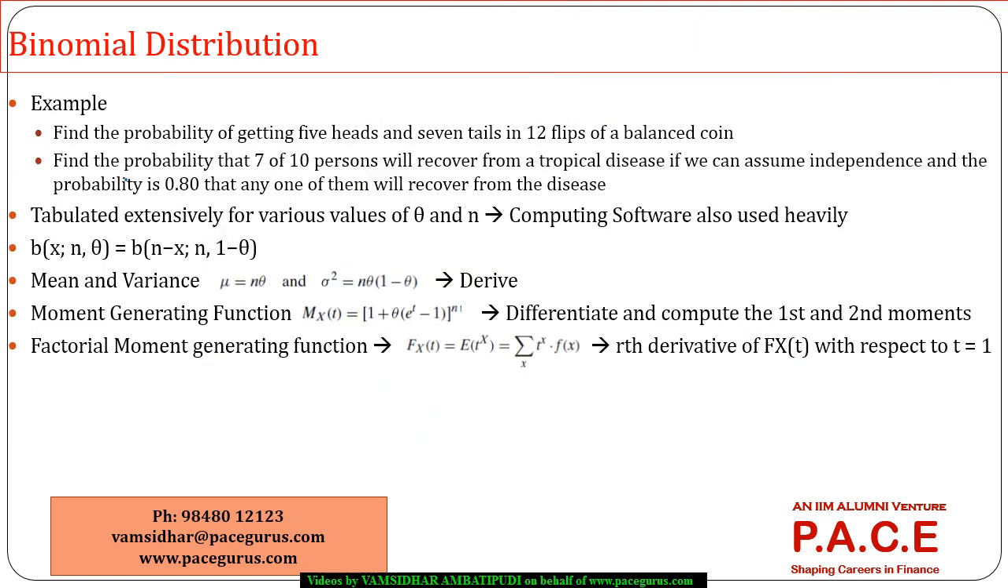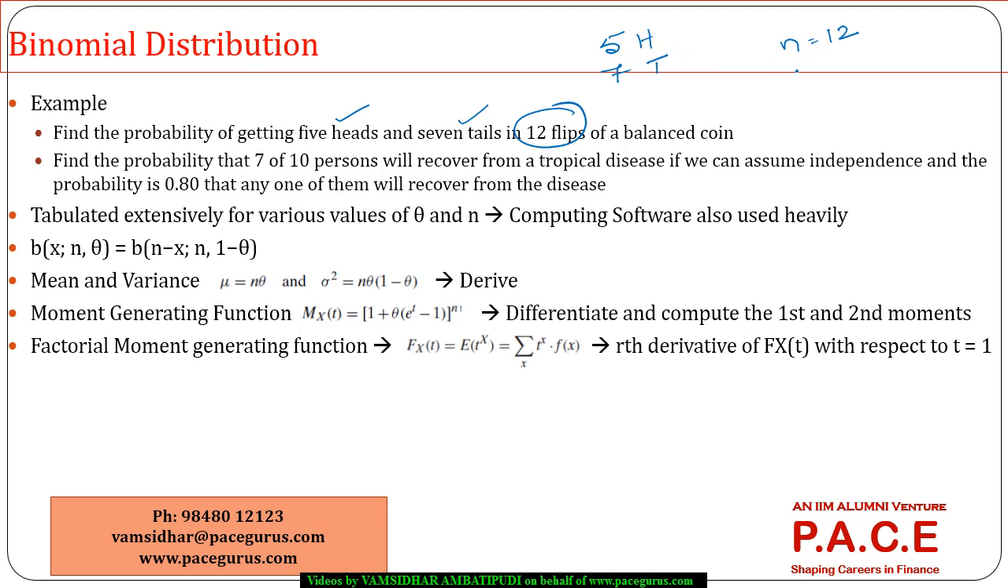So let's look at a few examples for this. Find the probability of getting 5 heads and 7 tails. So I require 5 heads and 7 tails in 12 flips of a balanced coin. So n equals 12. You can treat any one of them as a success.